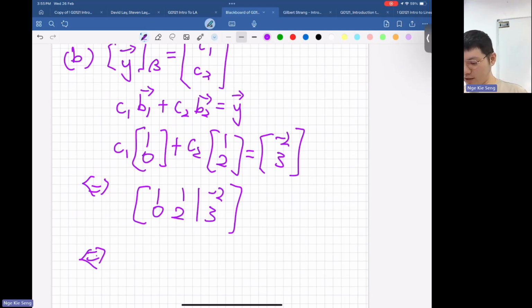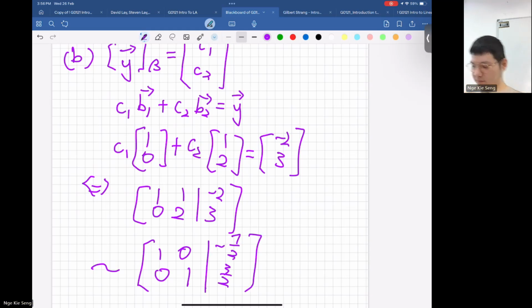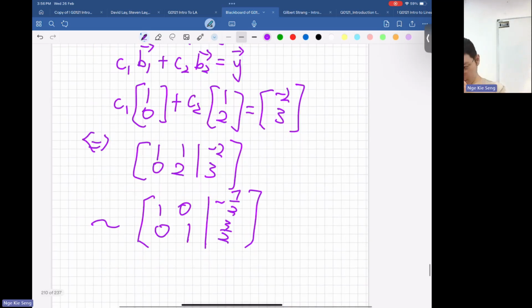Okay, maybe I quickly compute it. I should get -7/2 and 3/2. I think 3/2 is quite easy to see. You just get it. And then the other one, you need to add them up.